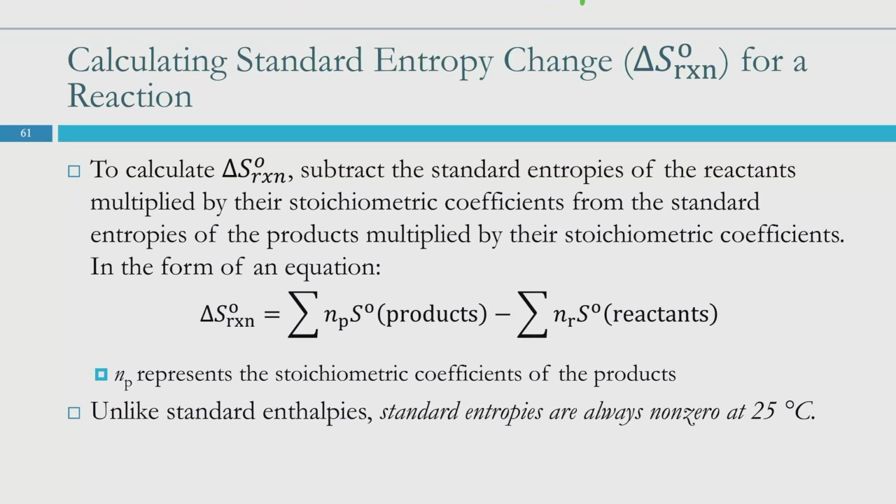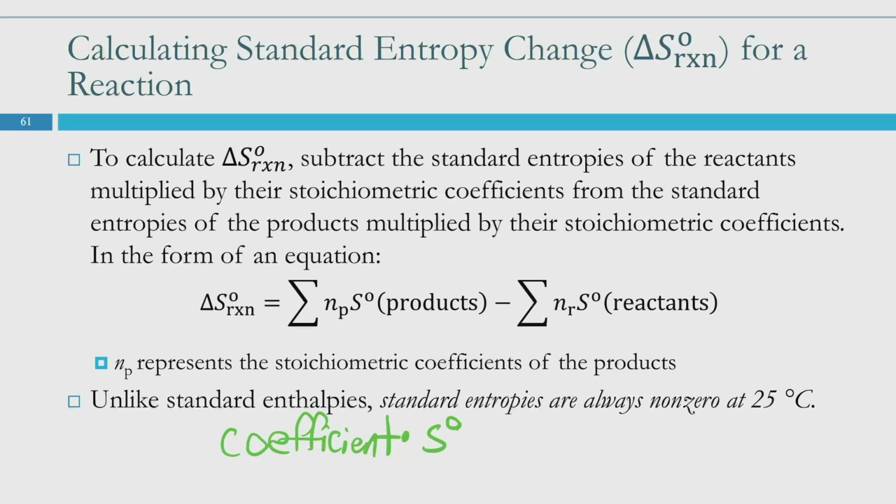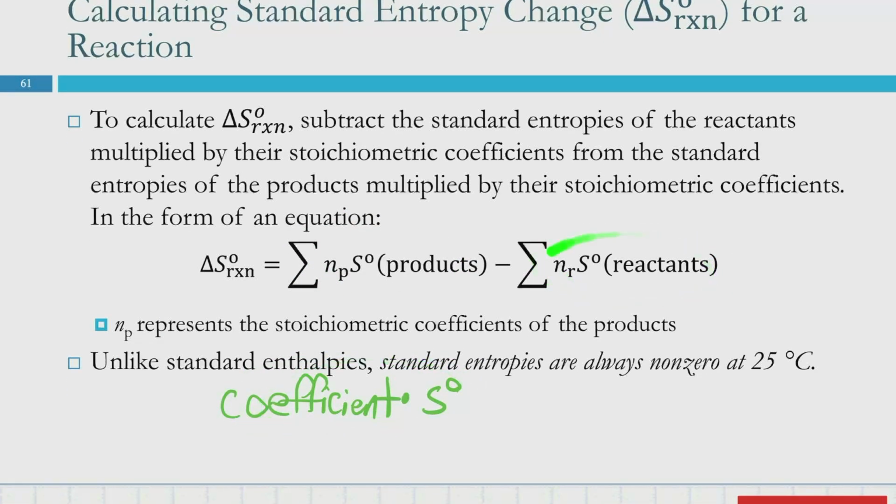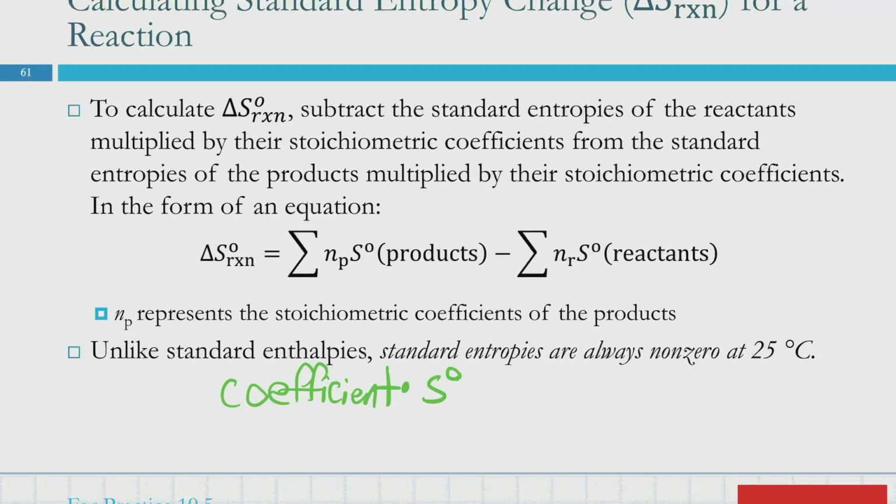Okay, before we wrap up, because we're getting close to the end of time, we can also calculate standard entropy change for a reaction. And the way that we're going to do this is coefficient times standard entropy, that's this front term, for our products, minus the same term but for our reactants. The sigma there meaning sum. Sum up all of the terms with their respective coefficients and standard entropies.